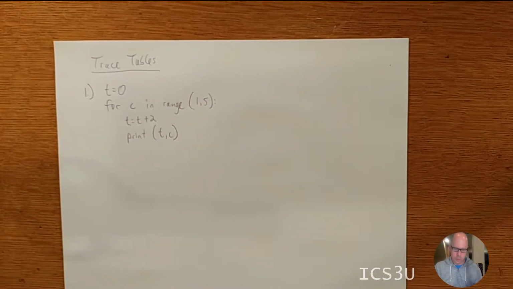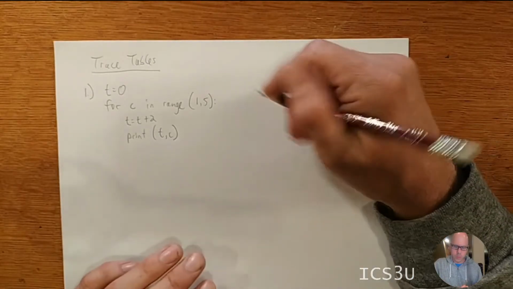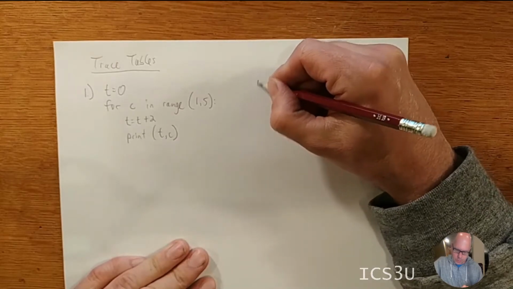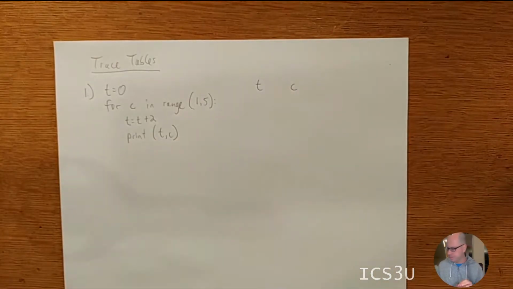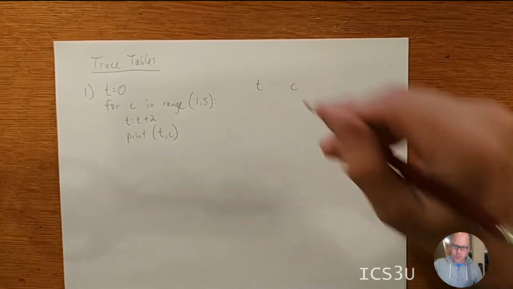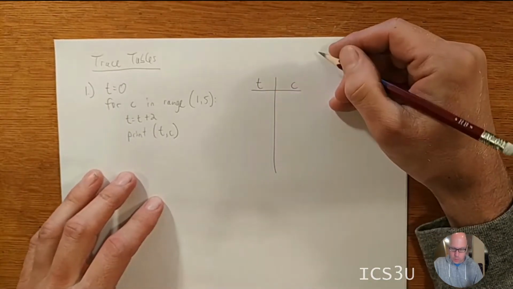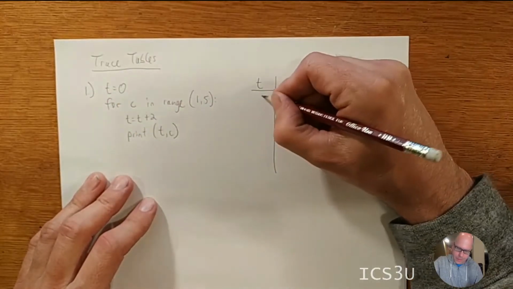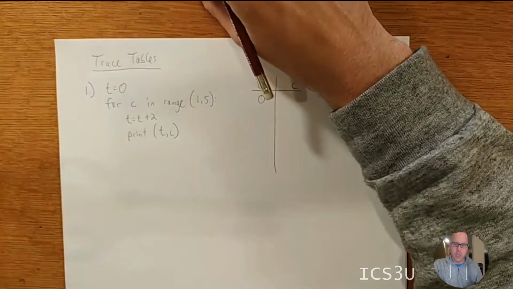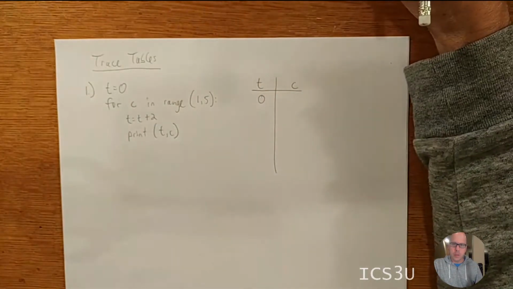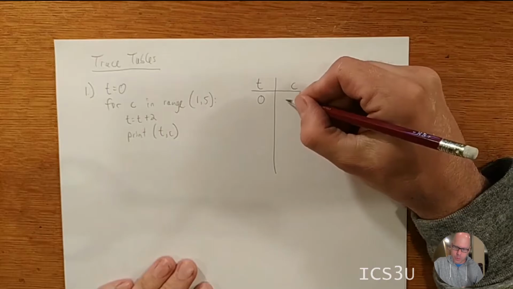So you start with some code. The trace table will examine each variable in turn to understand what values it reaches throughout the execution. What I'll do is I'll start off with the variable t in one column and c in the other column. And I don't seem to have a ruler with me. That's fairly neat though. So we'll start off, t starts off at 0. And at that point, the for loop hasn't started yet. So I'm just going to put a dash there.